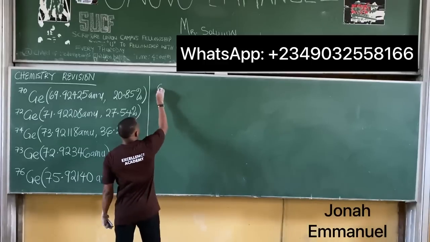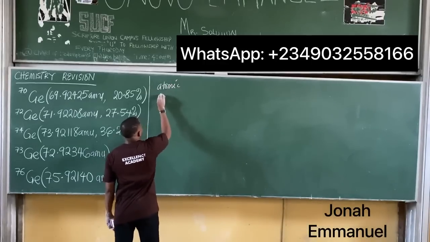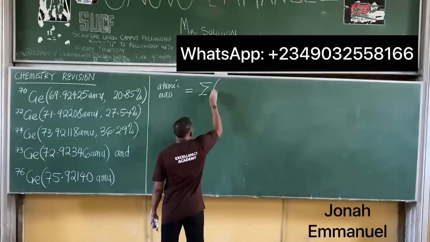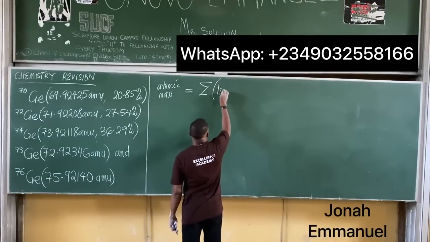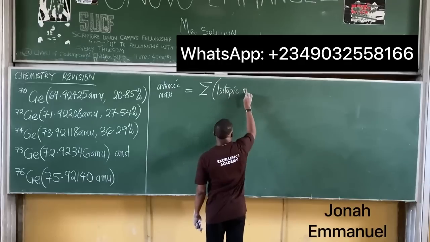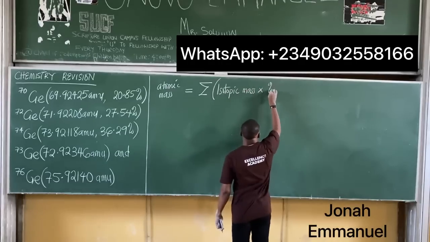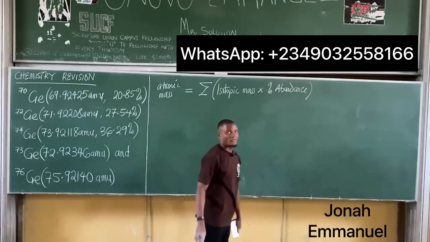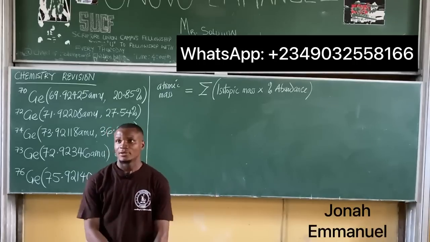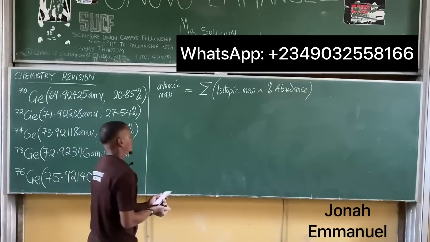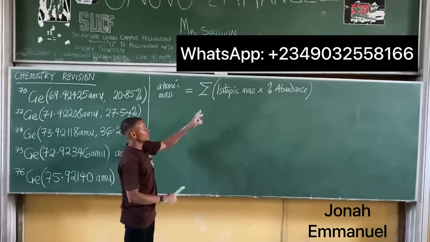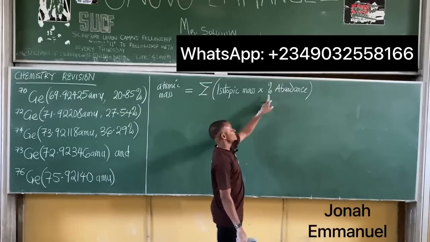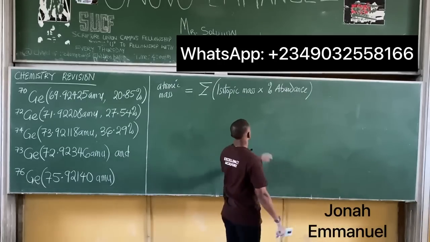Remember that atomic mass is equal to what there? The sum of the products of what? Isotopic mass and percentage abundance. I have a full tutorial on this, please check it out. This is your formula: atomic mass is equal to the sum of the isotopic masses, in AMU, times the percentage abundances for each of the isotopes, of course.